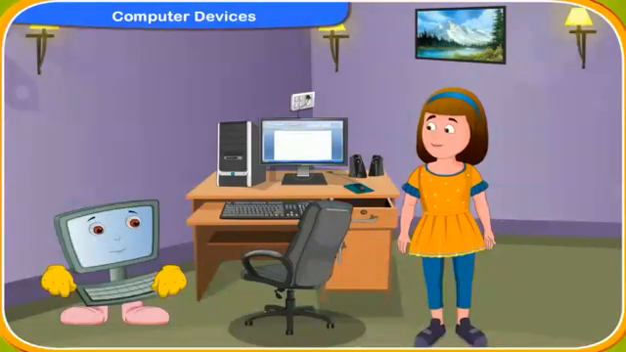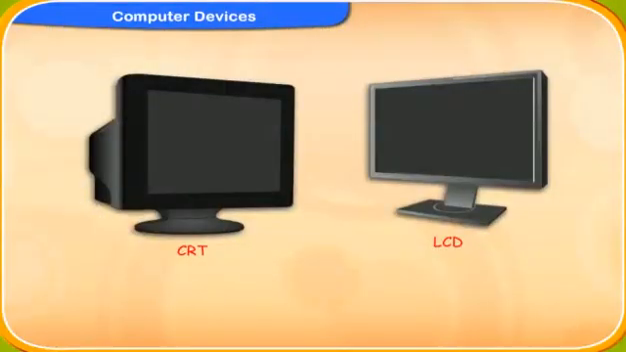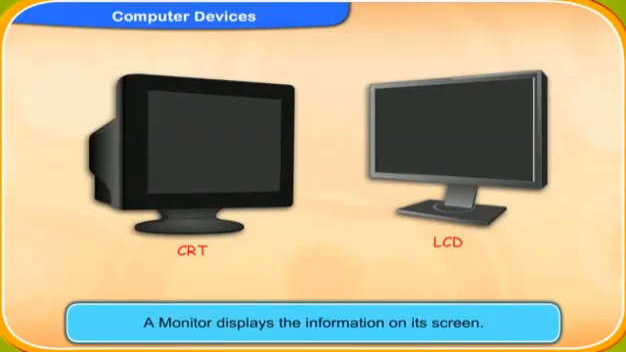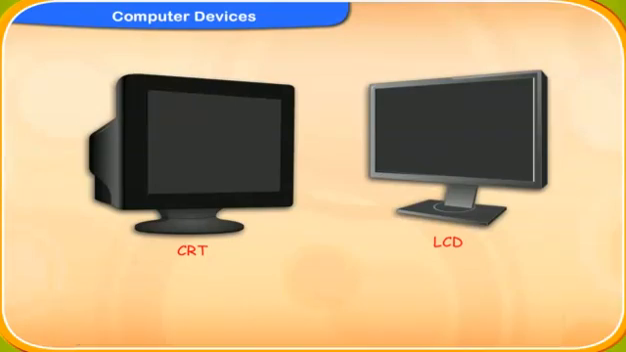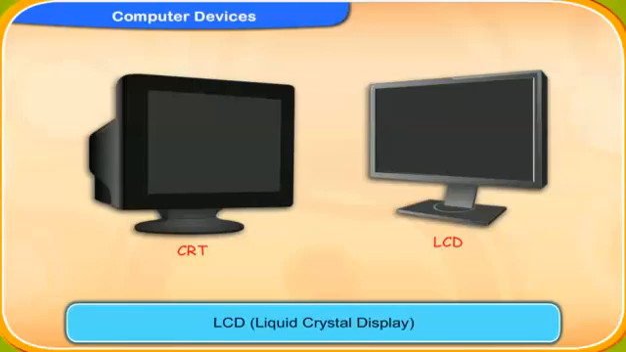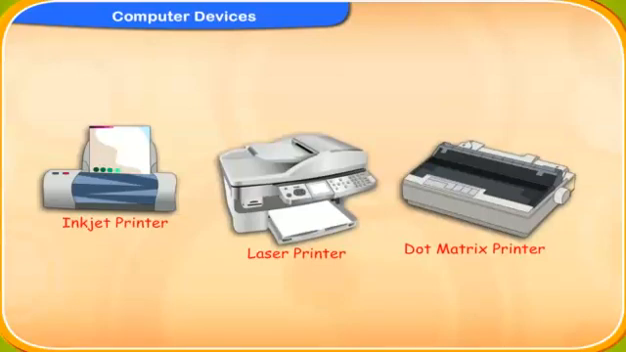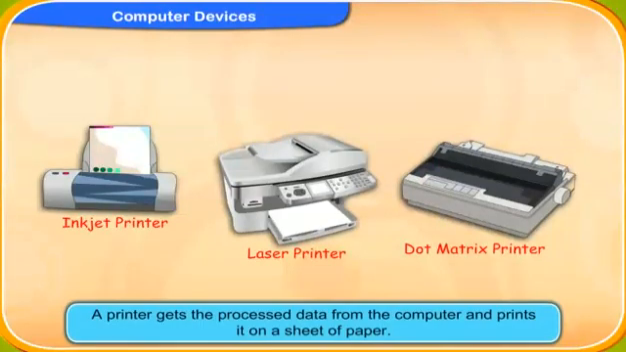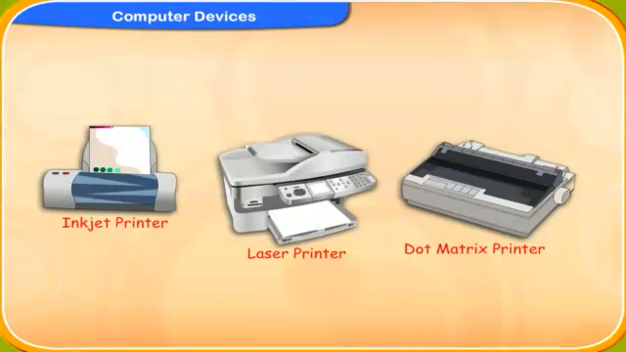Tell me more about each of them. You already know that a monitor looks like a TV. It displays the information on its screen. CRT or cathode ray tube and LCD or liquid crystal display are two types of monitor. A printer is another type of output device. It gets the processed data from the computer and prints it on a sheet of paper. Inkjet printers, laser printers, and dot matrix printers are three types of printers.